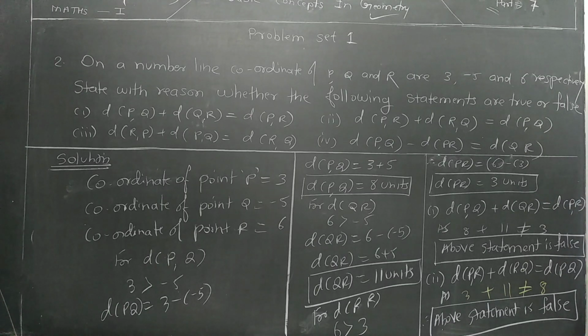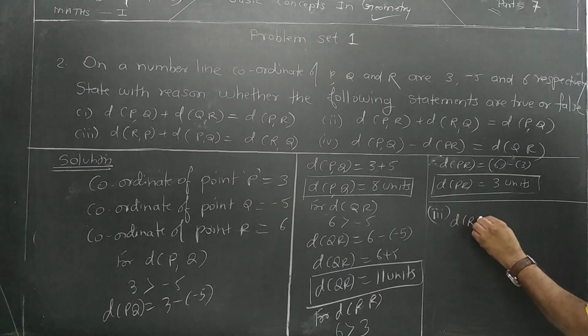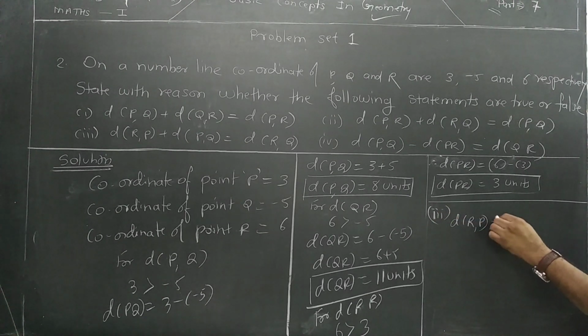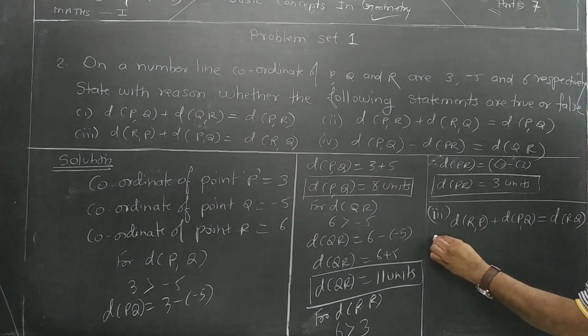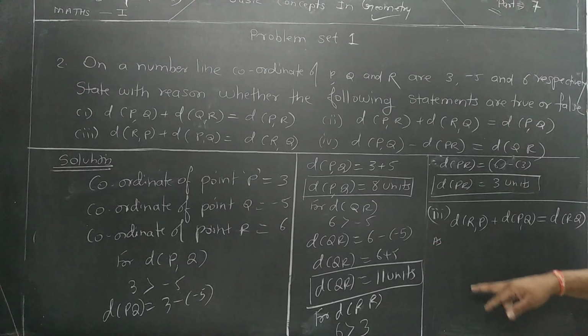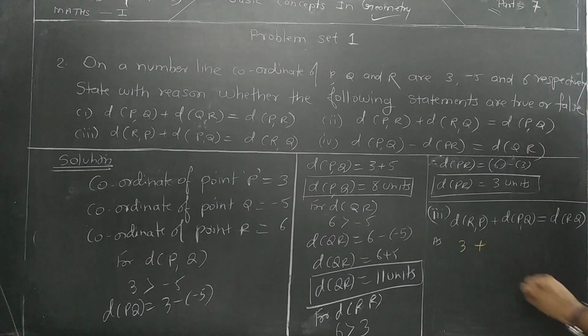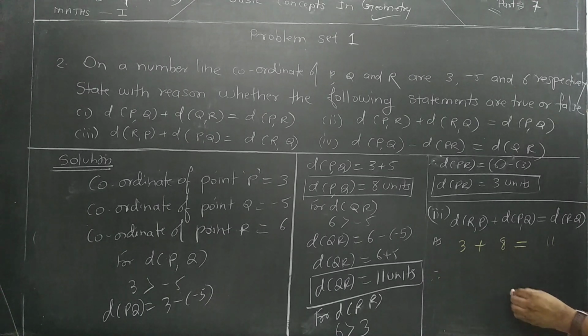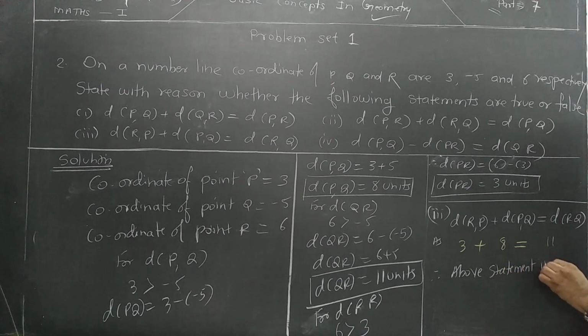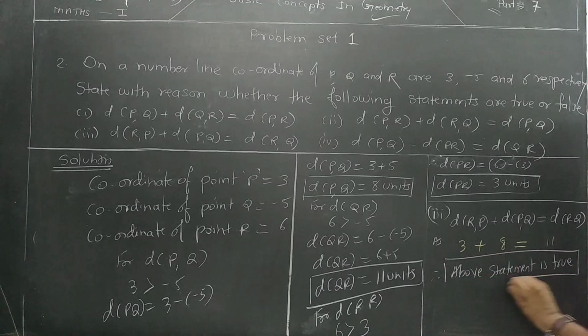Just copy down up to here. The third statement is distance RP plus distance PQ is equal to distance RQ. So, again, what is RP? RP is 3 plus PQ is 8, and this one is 11. They are equal. What can you write? Therefore, the above statement is true. This we are going to put in a box. This is the reason for it.